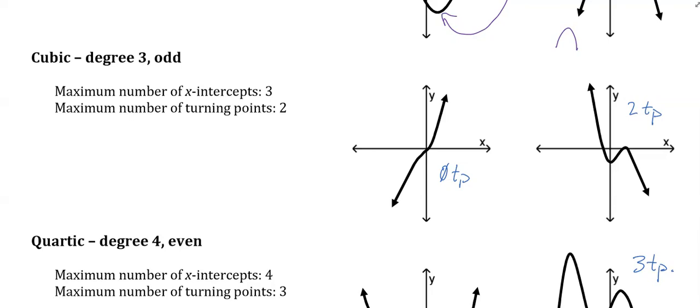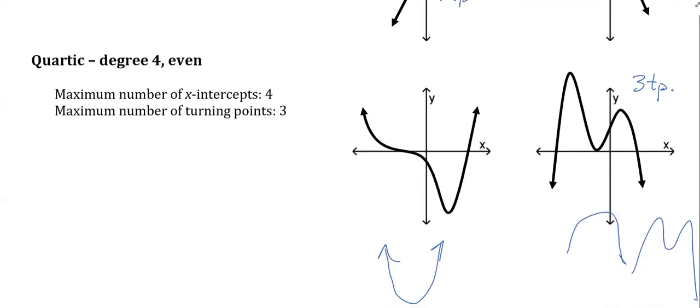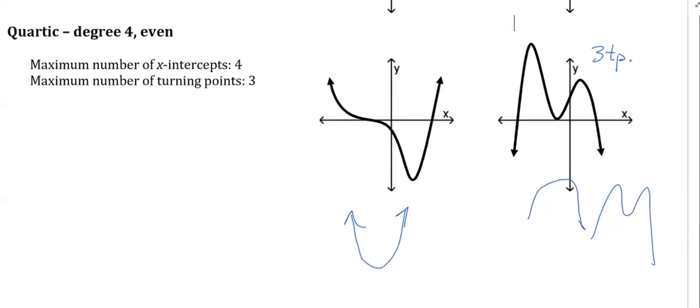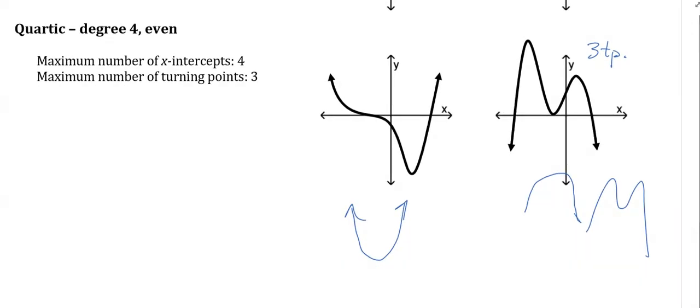This is an example of 3 turning points, sorry. So 1, 2, 3 turning points. This one only has 1 turning point. So there are some options here. Could you have 2 turning points? 1, 2. Now what do I do?